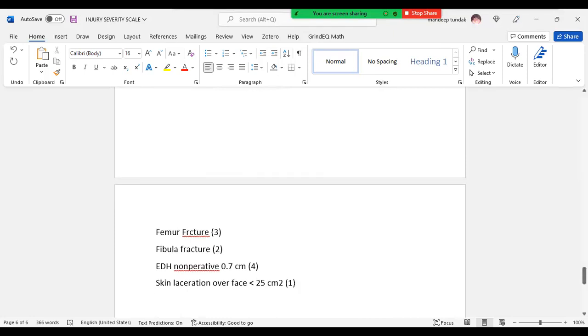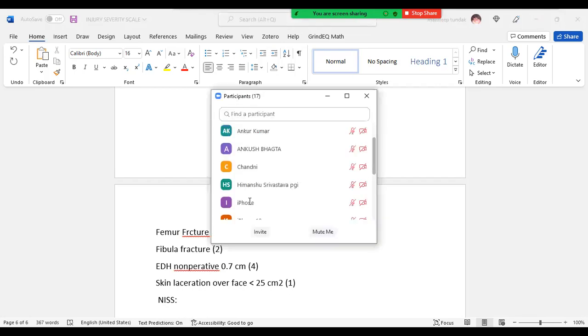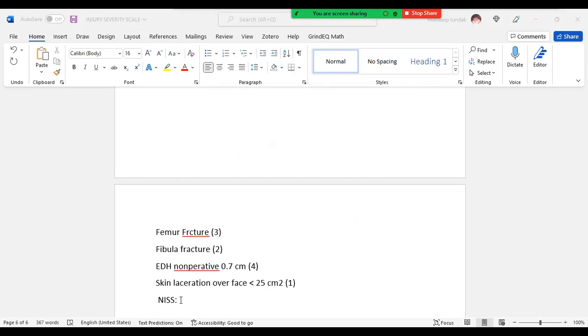Now the question is, what will be the NISS score for this particular patient? This you have to answer. Anybody? Chandni, you there? Yukti, are you listening? Yes, sir. Sir, we'll take EDH 4 squared 16, plus fibula fracture 4, plus femur fracture 9. So it will be 29.